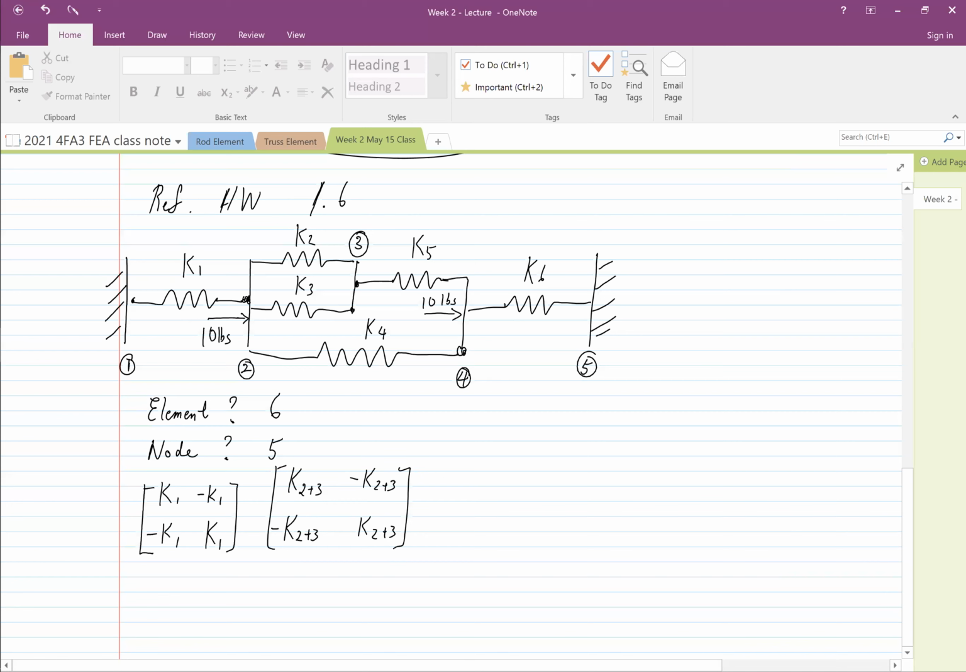And then I have a matrix that looks after nodes 2 and 3. And then I have another matrix that looks after K4, nodes 2 and 4. And I have K5, 2, 5.